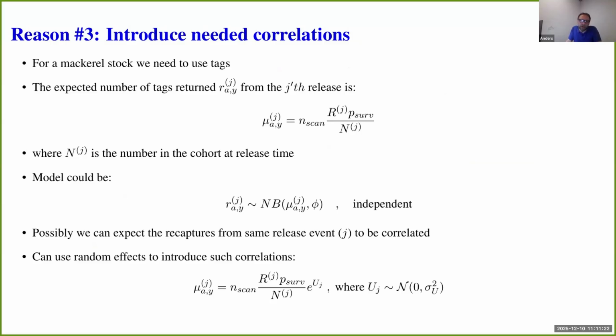This is for a model that needs tagging data, and it might be a little bit tricky to figure out correlations in a negative binomial. But in this case, we wanted to have correlations from within each release event. And in order to do that, we can set a random effect to be shared among the observations that are from the same release event, and thereby introducing a correlation into that type of model.